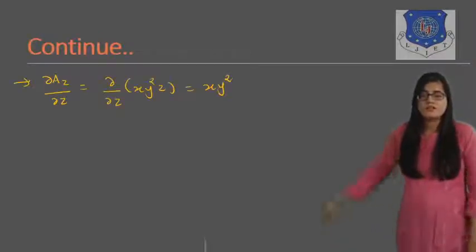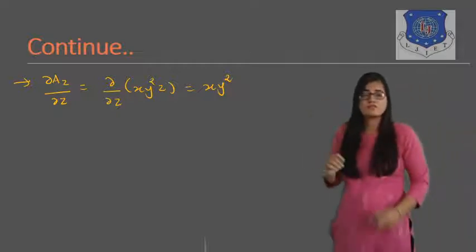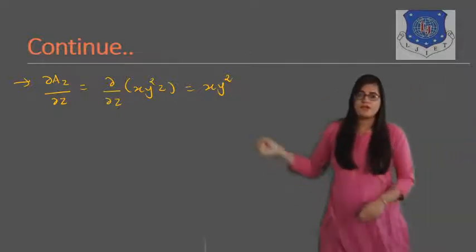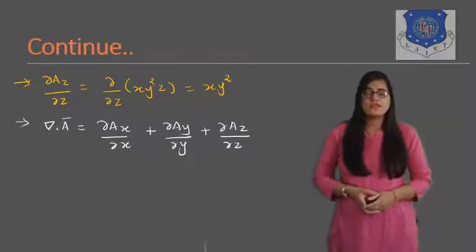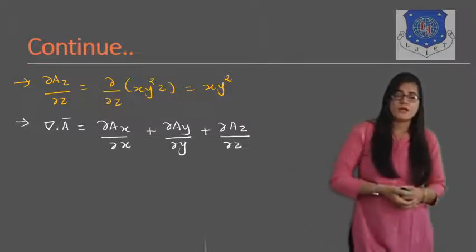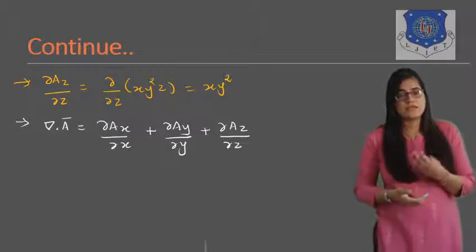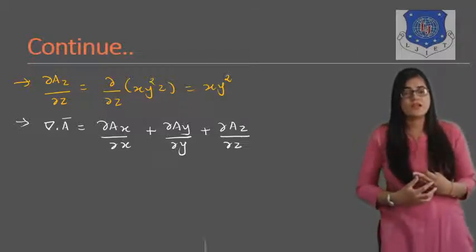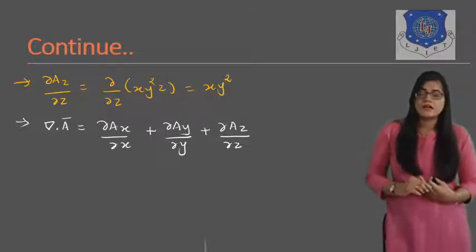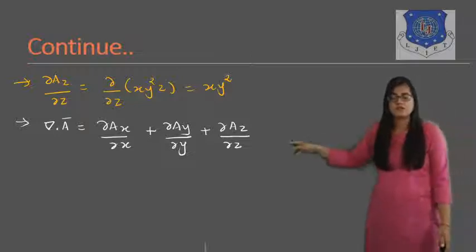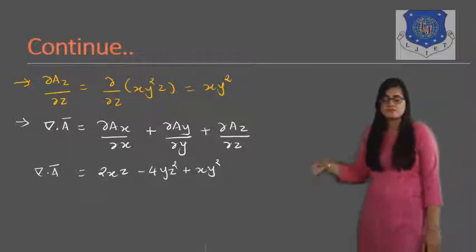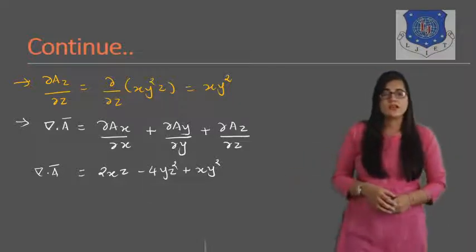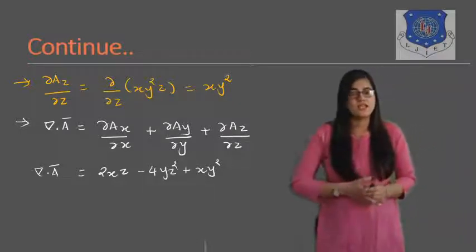And the third one is differentiation with respect to z. Del by del z of x square yz is x square y. So we get the values of the partial derivatives del Ax by del x, del Ay by del y and del Az by del z. Let's put them in this equation. We get the answer 2xz minus 4yz square plus xy square, that is del dot A bar.